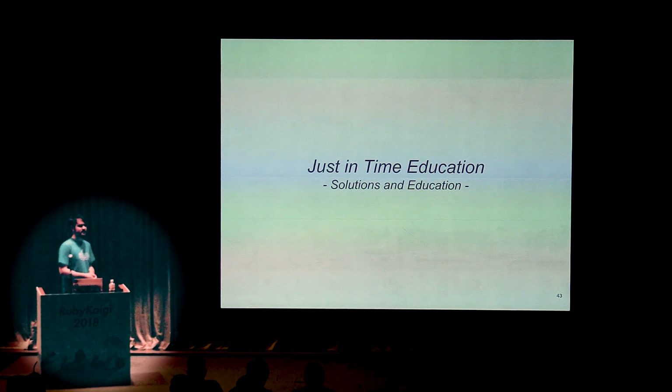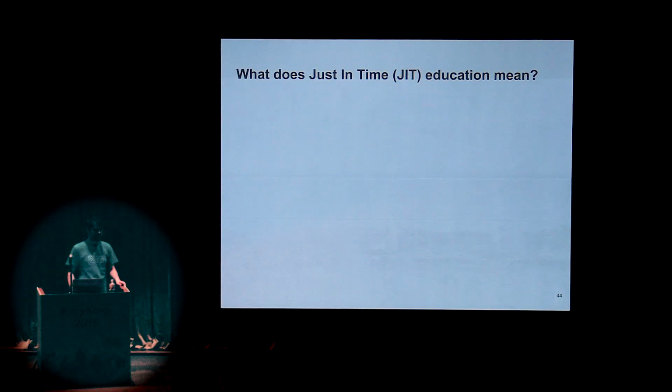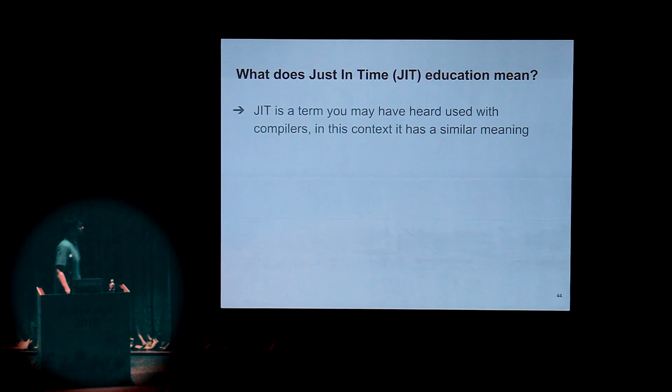This is probably one of my favorite topics outside of actual technical stuff, because it talks a little bit about content and helping people. So what does just-in-time or JIT education mean? Well, you may have heard this a few times in the context of a compiler, where it means we want to compile code right when we need it, not before, not too late. Exactly when we need that code compiled.